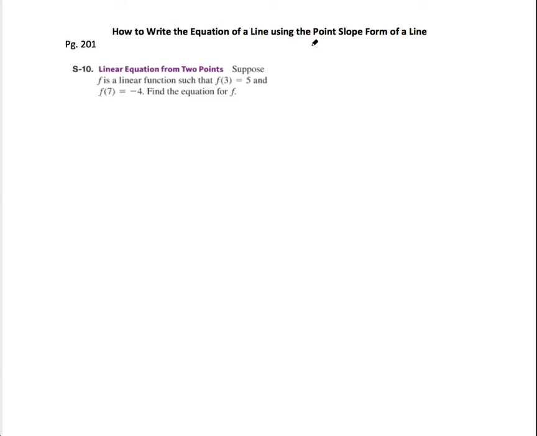And so let's remind ourselves of what the point-slope form is. The point-slope form of a line is written as y minus y sub 1 is equal to m times the quantity x minus x sub 1, where x sub 1 comma y sub 1 is a point on the line, and m, of course, is the slope. Okay, so keeping that in mind, let's see how we can use that to write the equation of this particular line.